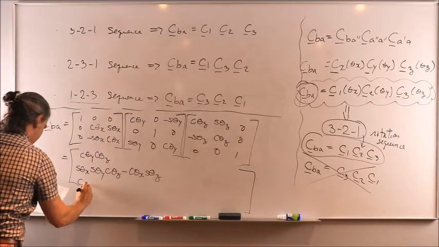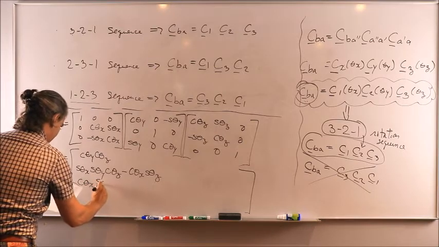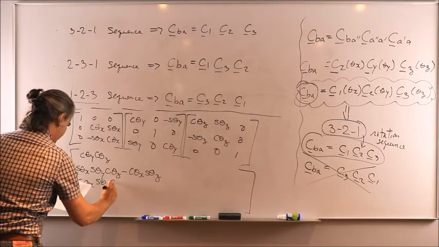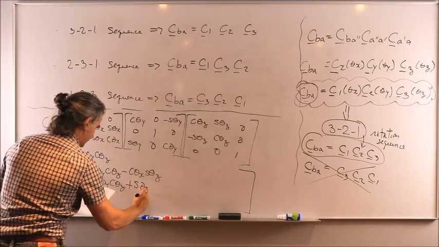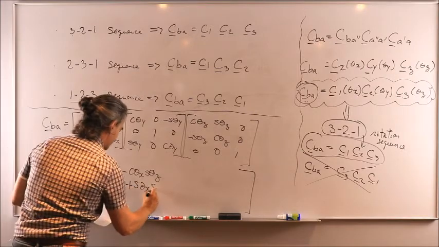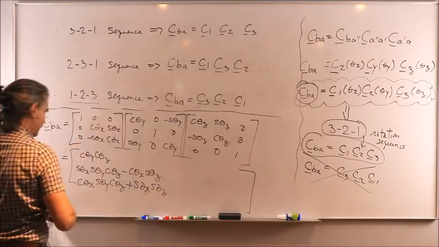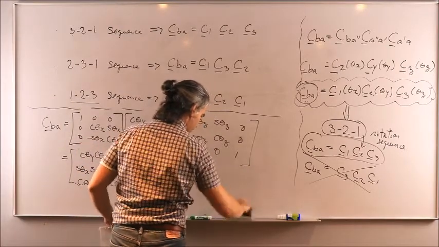here cos theta x, sine theta y, cos theta z, plus sine theta x, sine theta z. That's only for the first column, so you see that the matrix in its analytical form is quite extensive.